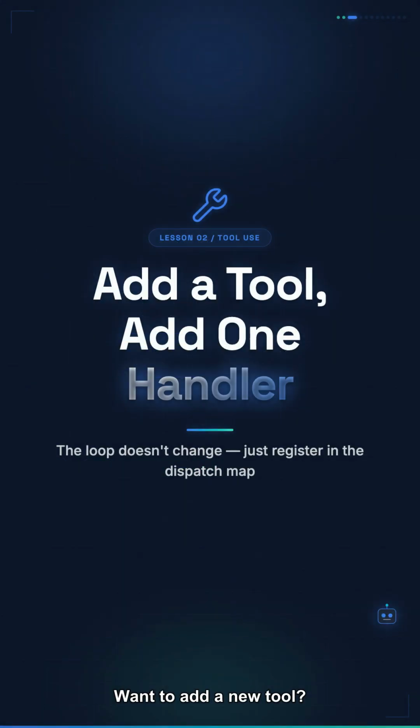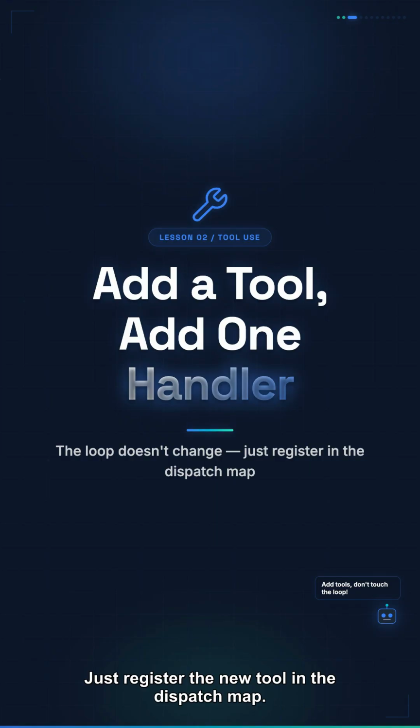Want to add a new tool? Just add one handler. The loop doesn't need to change at all. Just register the new tool in the dispatch map.